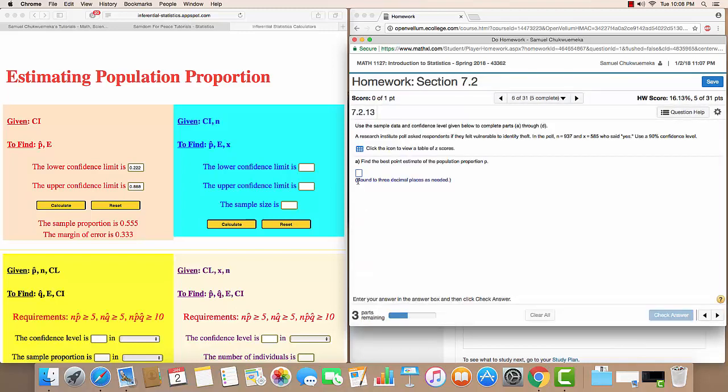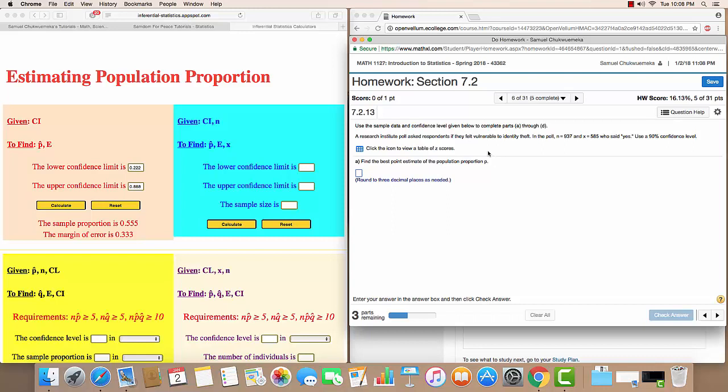Okay. Question 6, my turn. Although question 5, well, StatCrunch didn't, and that's fine. But question 5 was just putting it in. Question 6, I can, and if you guys want, I can do this one. It doesn't matter. Use the sample data and confidence level given below to complete parts A through D.